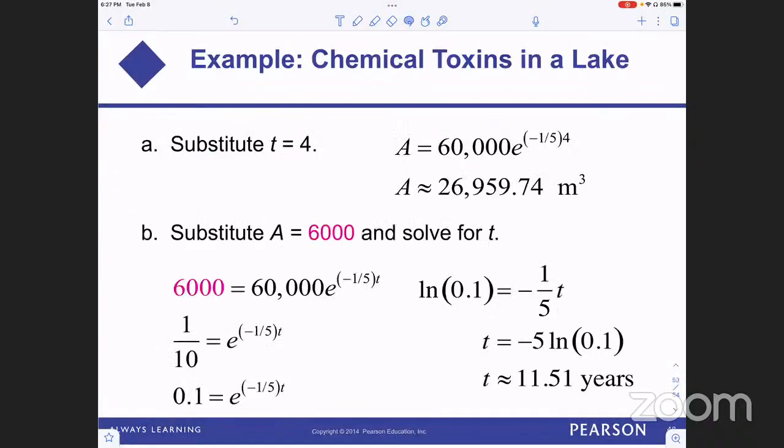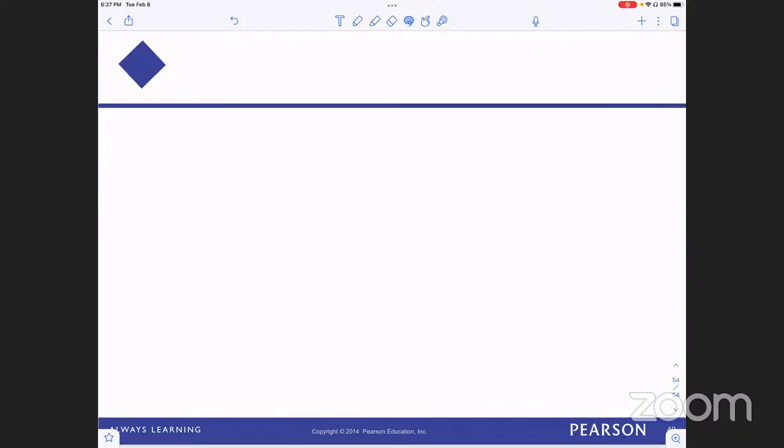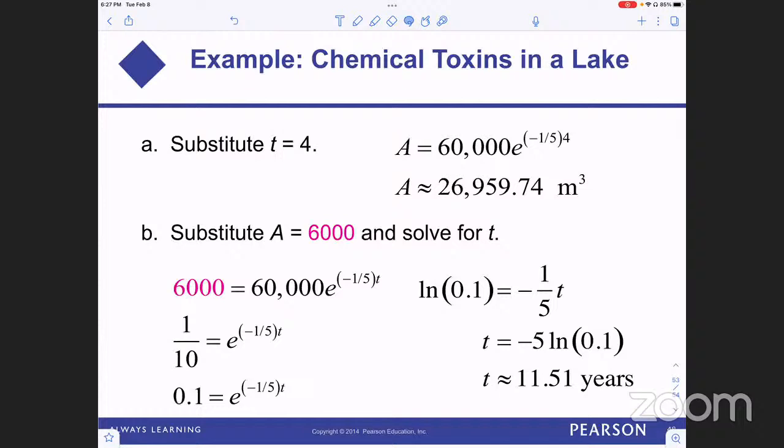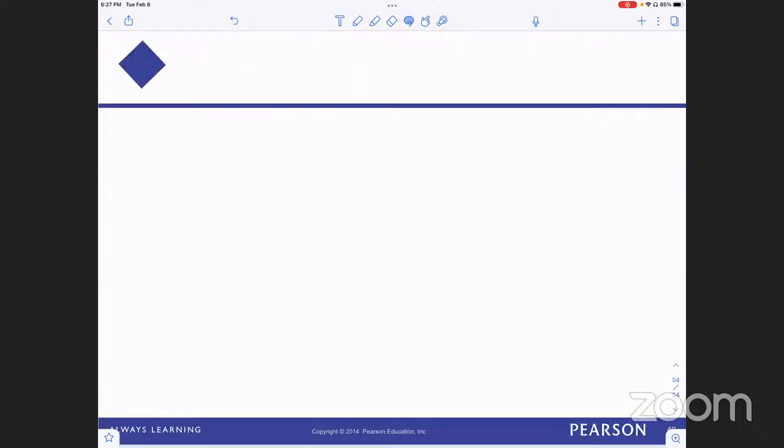Okay, we got 11.513. So I think we got that same thing, 26 and 11.513. Okay. Oh, I thought we would have had something there. The end of the section.